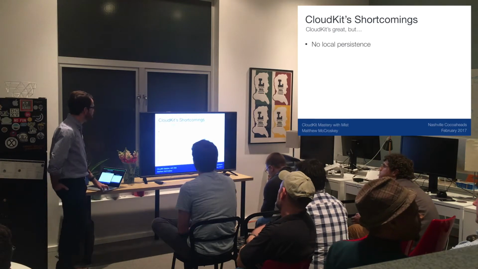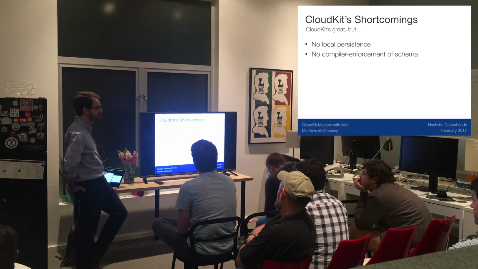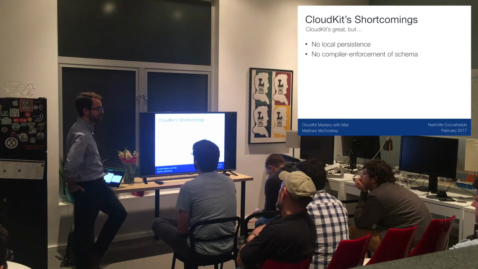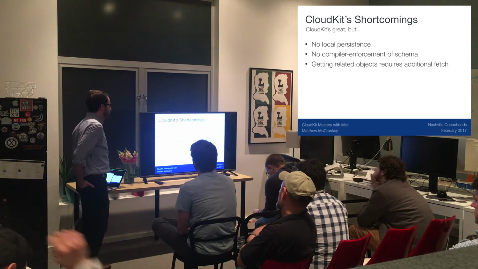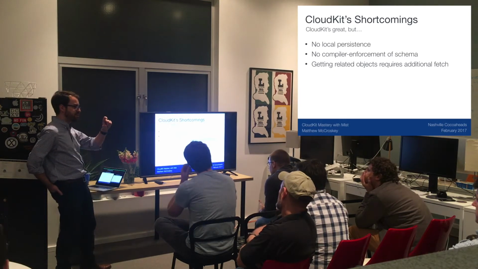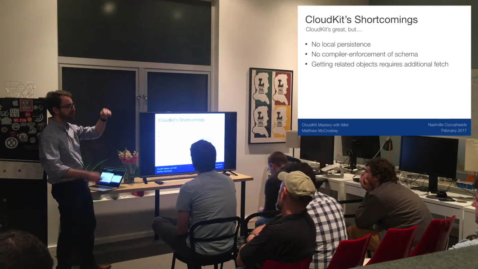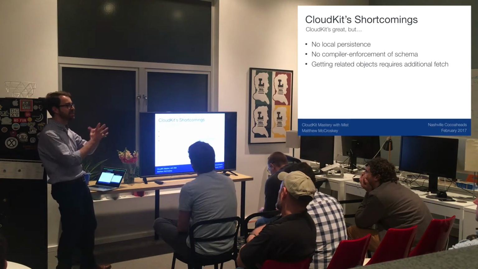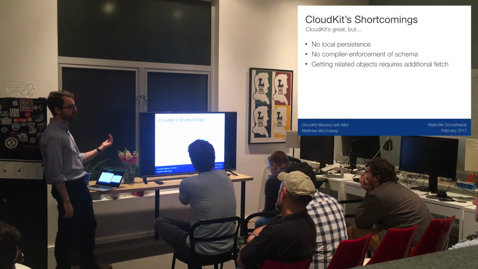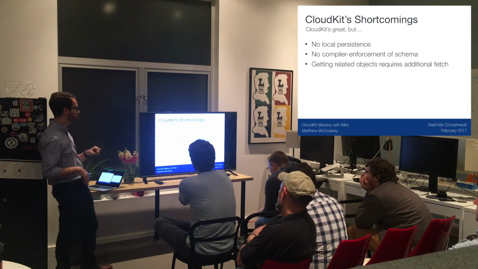So as I talked about, no local persistence. There's no compile enforcement of the schema, right? So you might have a to-do that has a title, but there's nothing to prevent you from trying to give it a tile instead of a title. Getting related objects requires an additional fetch. Because you have a to-do list which has records, it has a bunch of references, so you have to go fetch the to-do, and then you have to look at its references, get all the IDs, then fetch again, fetch again, fetch again. So if you have a big tree, you might end up doing tons of network requests for what ends up being one object and then two objects and then four objects, when you could just do one request.